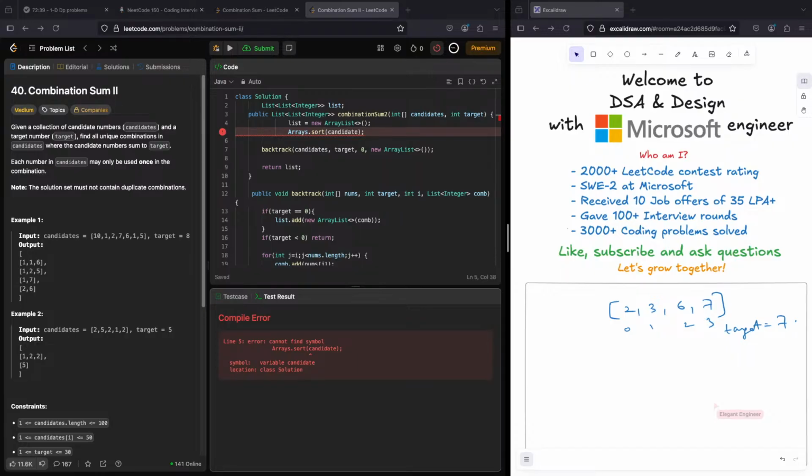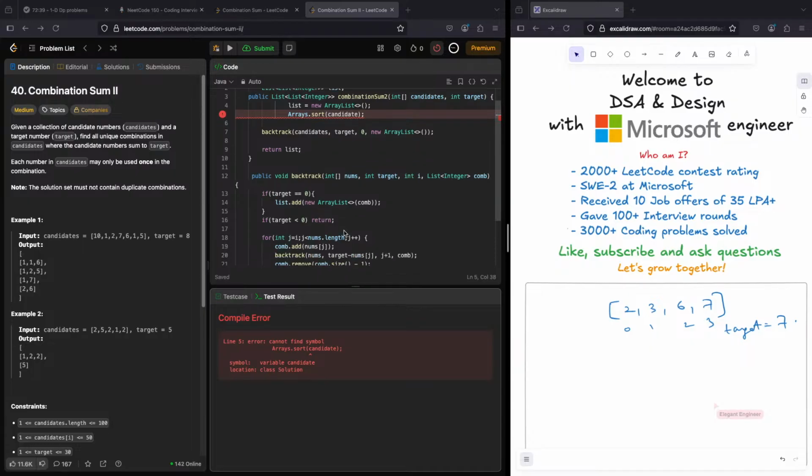If two numbers are the same, for example, then we don't want that as a starting point, right? So if j is greater than i and nums of j is equal to nums of j minus 1, then you just continue.